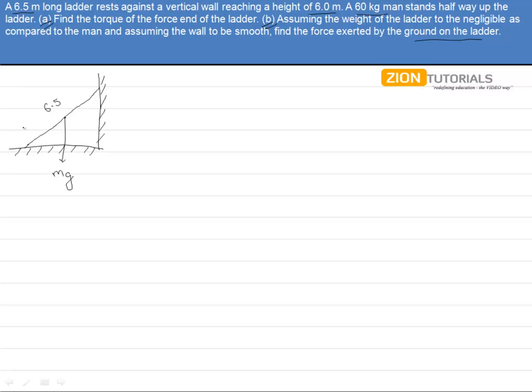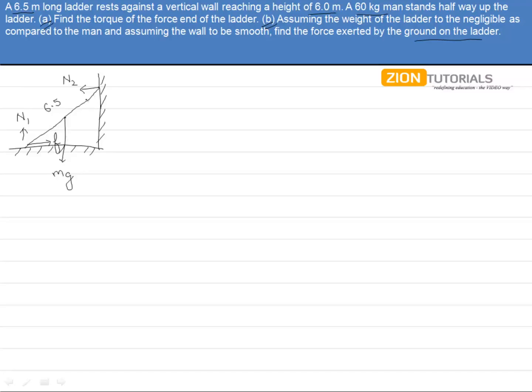Now here it is in contact with it, so we will be having a normal reaction N1. It will be having a normal reaction over here N2. Since it is in horizontal equilibrium also, so there will be a force to balance N2, which will be a frictional force F over here.